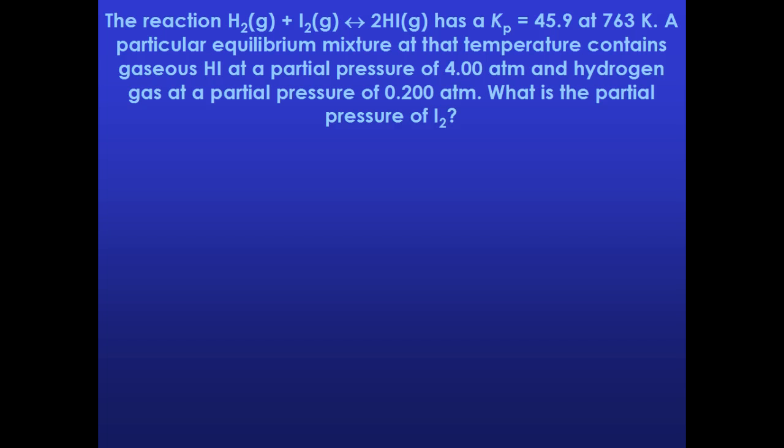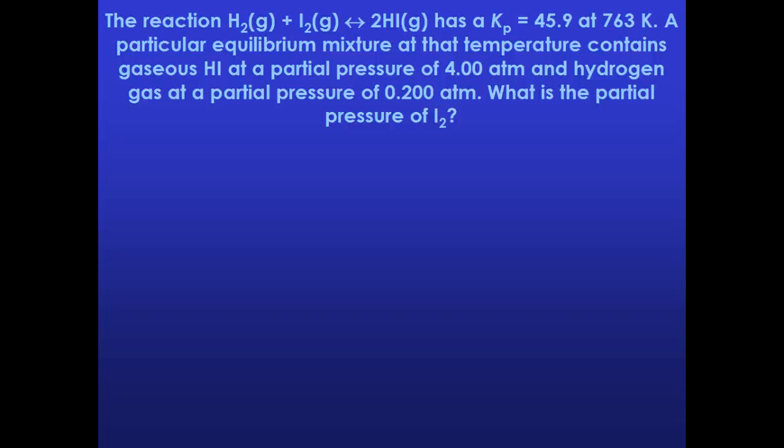So this problem here is a little bit more straightforward than the other two we're going to do. Hydrogen and iodine make two HI molecules. We're given the Kp at 763 Kelvin, and we're giving you some partial pressures at equilibrium. We're telling you HI is at 4 atmospheres at equilibrium, and hydrogen is at 0.2, and we want to know what iodine is at. So we have given you two of the three substances and what their equilibrium partial pressures are, and we want to find what the third is.